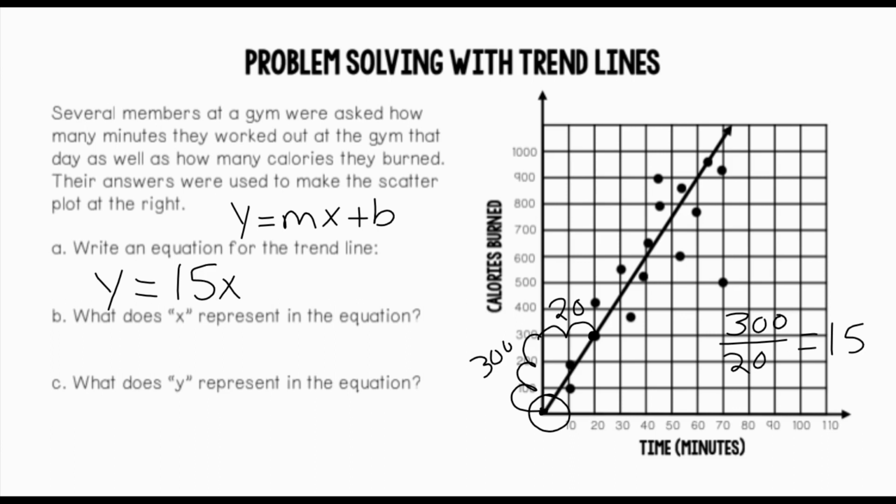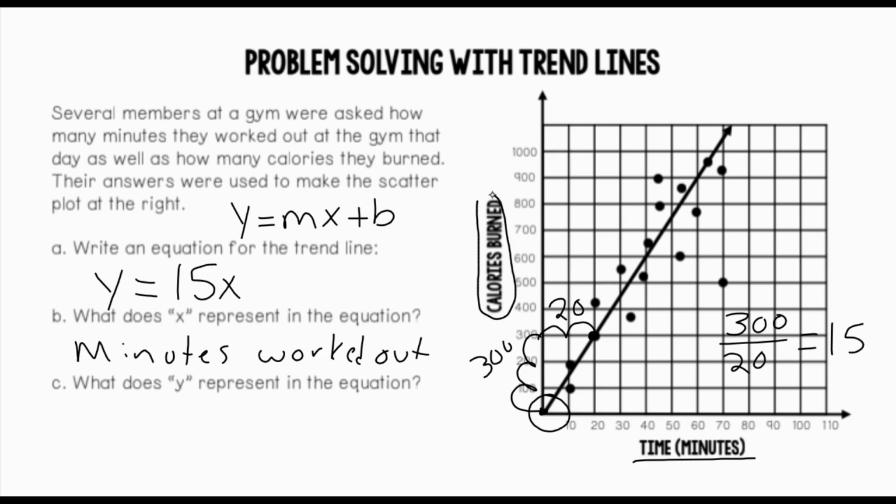What does the x represent in the equation? The x represents the time in minutes that I work out. So it's just the minutes that I work out. And then what does the y represent? The y is my calories burned. So y represents calories burned.